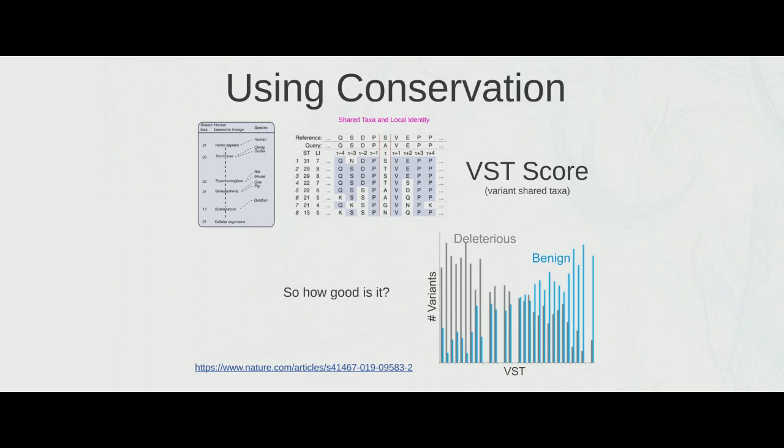In other words, a low VST score says that it's very conserved, and a high score says it's less conserved. So it's clearly there's information here, but you can see that there's a lot of overlap and a lot of fuzzy space. So this is good. We need to understand this, but it's not quite enough, of course, to call variants.